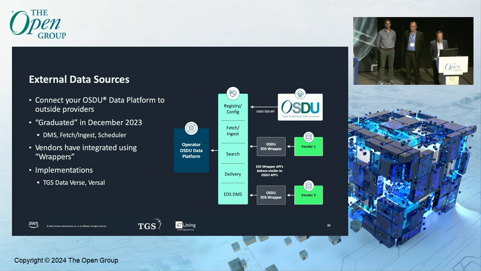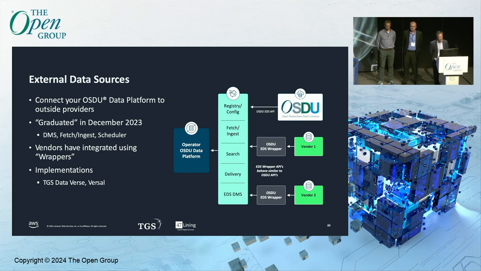And then TGS as a vendor has implemented EDS using what we call wrappers. What a wrapper does is allow the vendor to use their existing systems, but still connect to OSDU via APIs using EDS. If you look at the diagram here, there's vendor one and vendor two. They both implemented EDS wrappers, and that allows us to communicate and participate in OSDU without having full-blown OSDU implementations in our backend. And on the box, there are all the different services that are available.